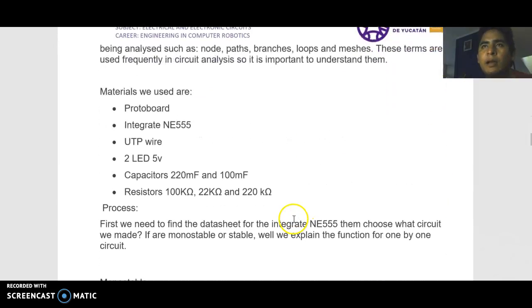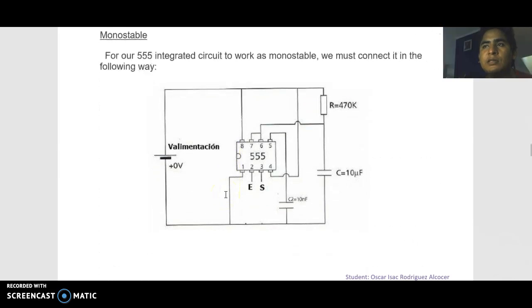We use a protoboard, the timer, UTP wire, 2 LEDs, capacitors of 220 microfarads and 100 microfarads, and 3 resistors: the first a 100 kilo ohm resistor, then 22 kilo ohms, and 220 kilo ohms. It's very easy to put together because you have two circuits. The first is the monostable. In the trigger you make a little signal and it starts.